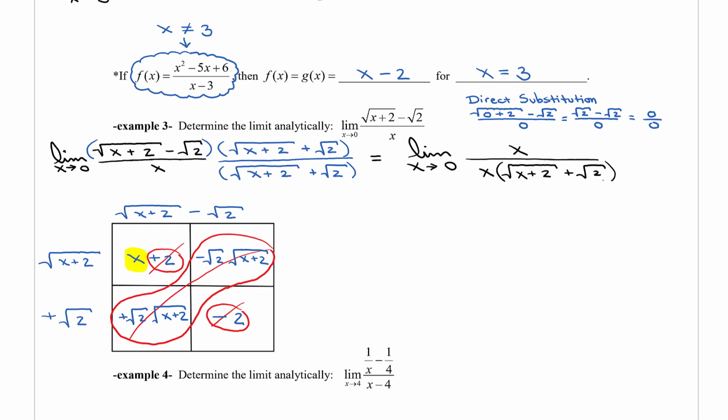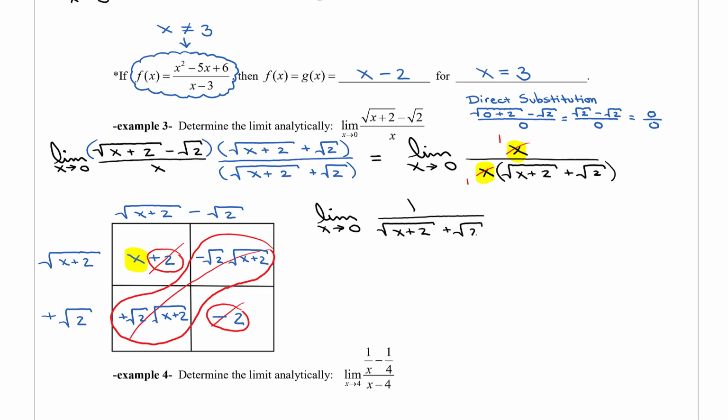So I notice here that my x's are going to cancel out because I have a common factor in the numerator and in the denominator. So I'm going to highlight those x's in yellow, and I'm going to cross them out since they divide out and turn into factors of 1. So this is going to be equal to the limit as x approaches 0 of 1 over the square root of x plus 2 plus the square root of 2.